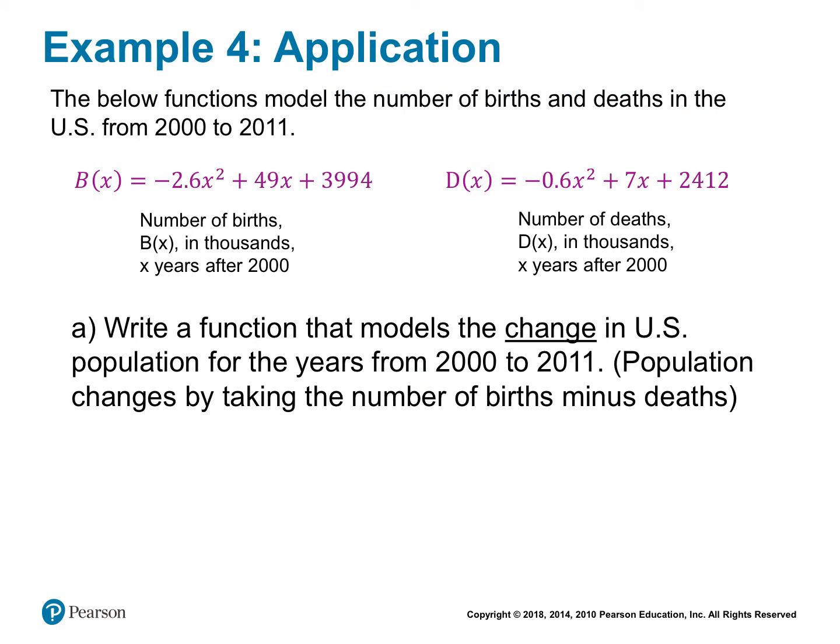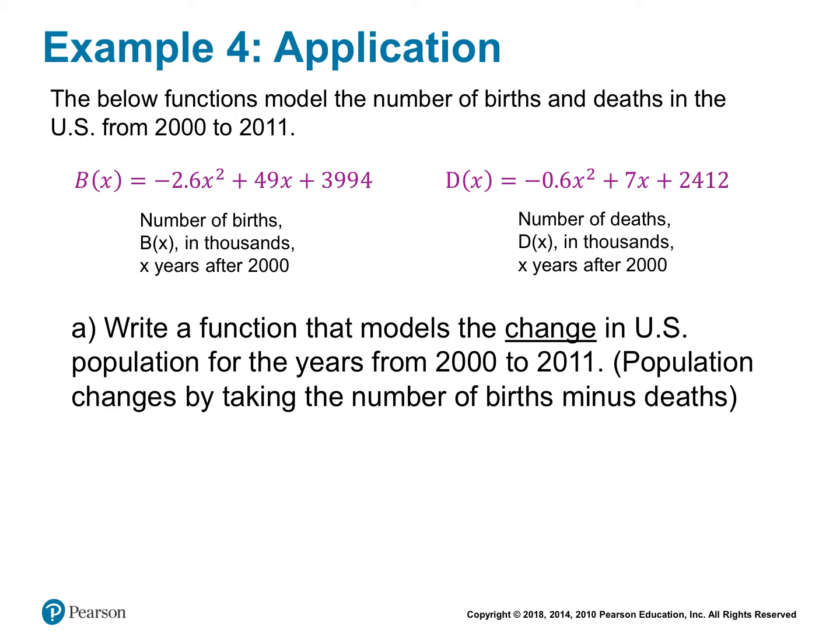Okay, let's do an application problem. So these are functions that model the number of births and deaths in the U.S. from 2000 to 2011. So the B of X formula is for births, the D of X formula is for deaths. So A says write a function that models the change in U.S. population from 2000 to 2011.